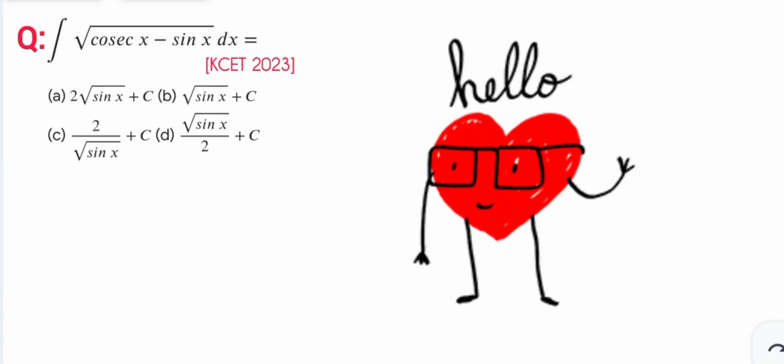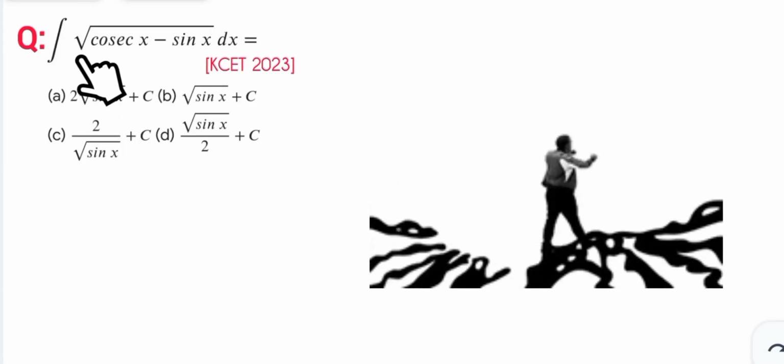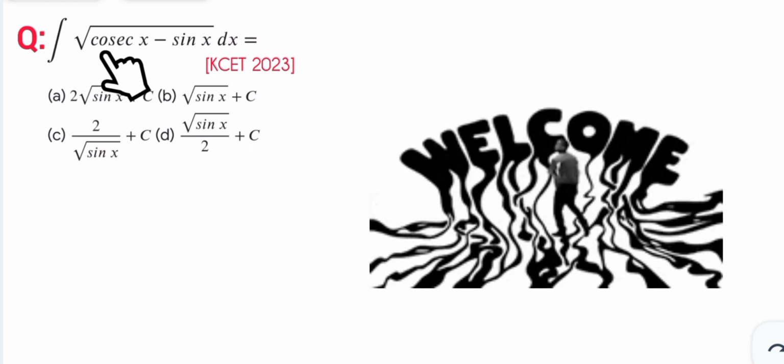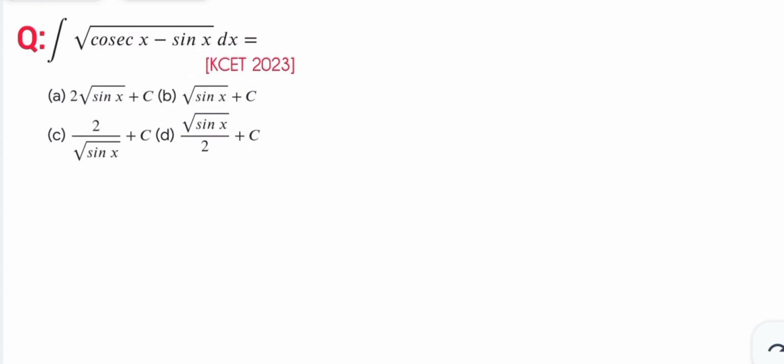Hello students, in this video we are going to discuss this question. We have to find the integration of root over cosec x minus sin x dx. So how will we do this?